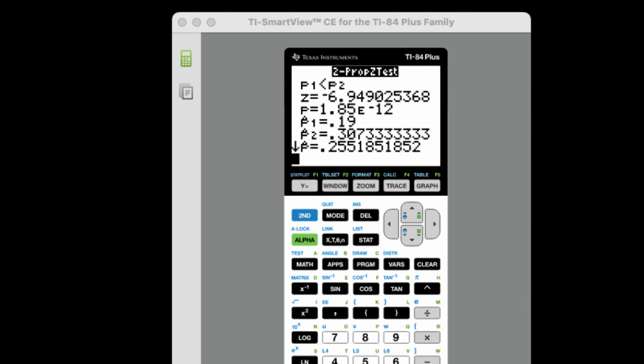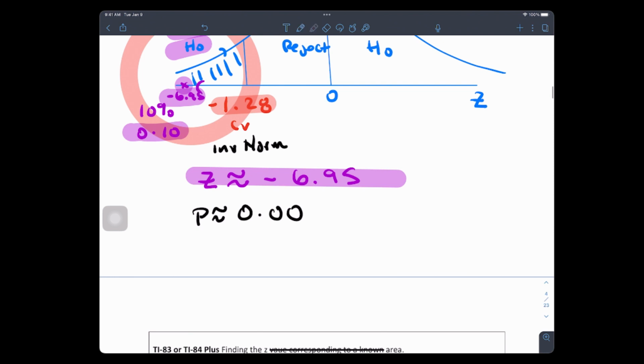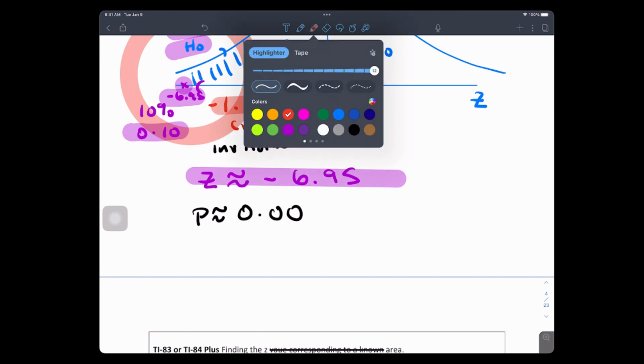That's scientific notation. That means move the decimal how? 12 spaces to the left. That's a lot of zeros. That's 11 zeros in front of the 1. That's really close to what? 0. Now, so my p-value, this is the p-value.